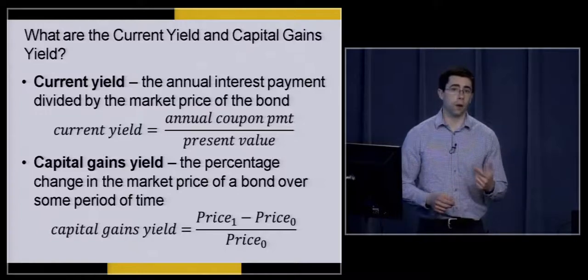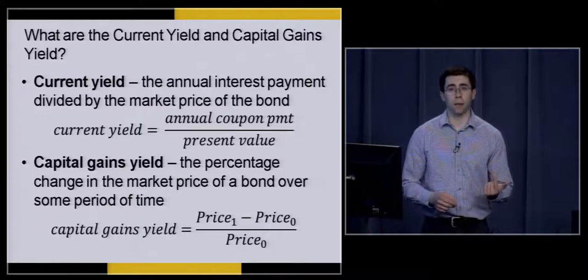So if, let's say, our current yield is 8%, that tells us that that bond is paying out coupon payments over the course of the year that are equal to 8% of the present value.